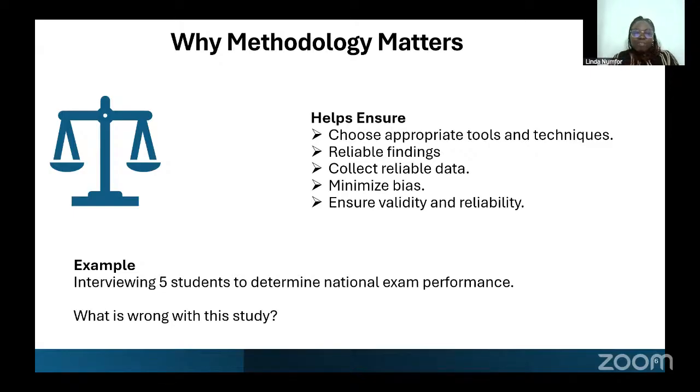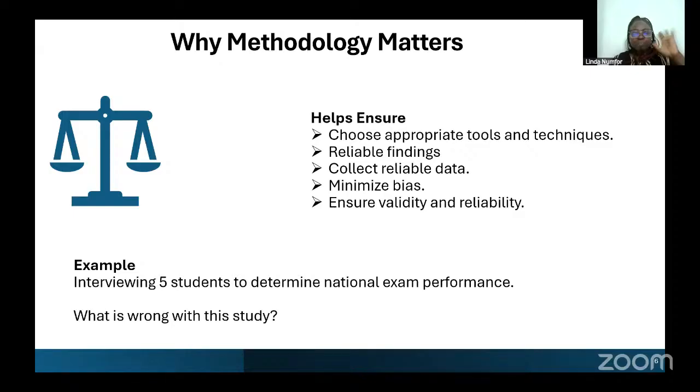So, for example, you interview 5 students to determine the national exam performance. Do you think that this research study is good or not? Can someone just type it down in the chat? If you think that this study is good or if it is wrong, can you say it and give the reason?